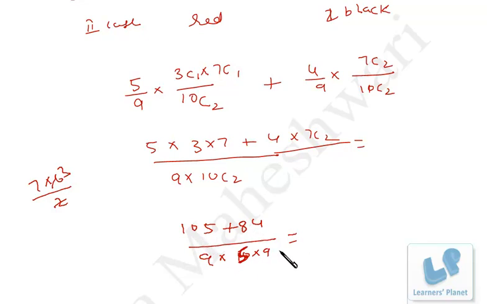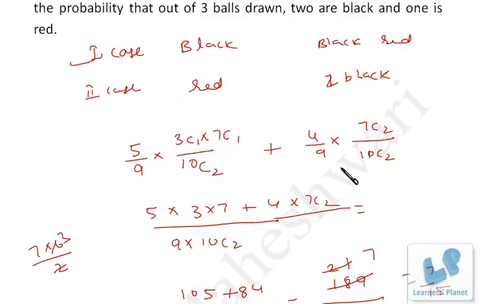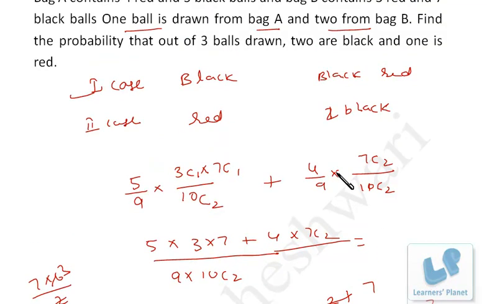So that's 5, right? So it's 105 plus 84 by 81 into 5. We just have to simplify that. So it's 189 by 9 into 9 into 5. So it's 7 by 15, right? So do not forget to take both the cases. I hope you are clear.